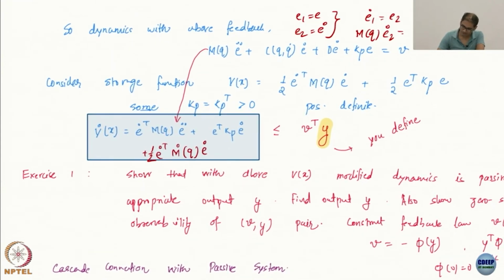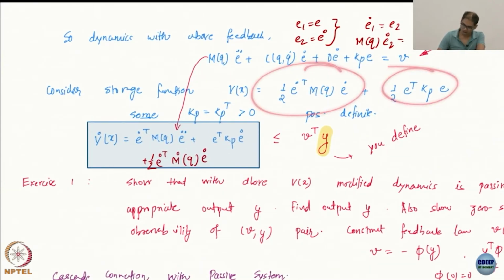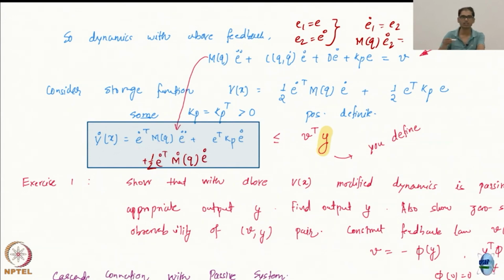If I take the derivative of this now, what happens? This is just E dot transpose Mq E double dot. I am using the product rule. So E dot transpose times Mq times E double dot, because it's a vector, I am being careful of the transpose and all that. I am not allowed to change the order of things. Otherwise, it's the same. And the second term is E dot transpose, half, M dot q, E dot, because there is a derivative of this also.